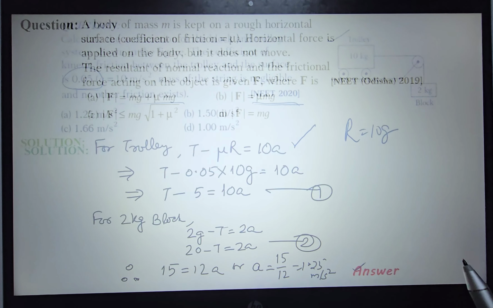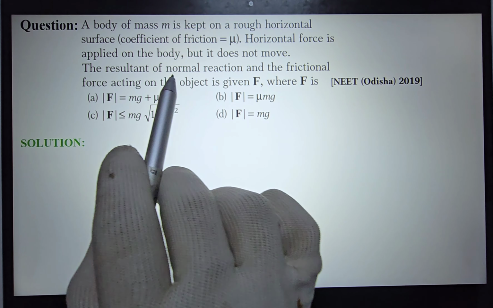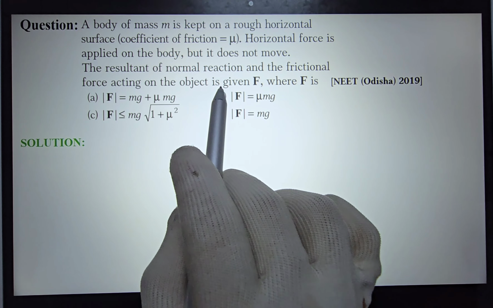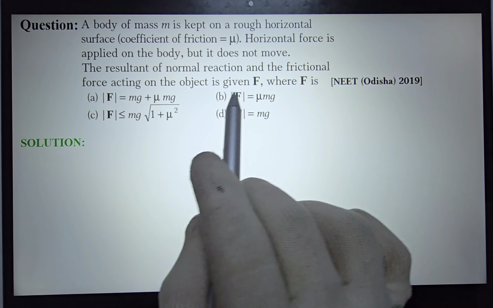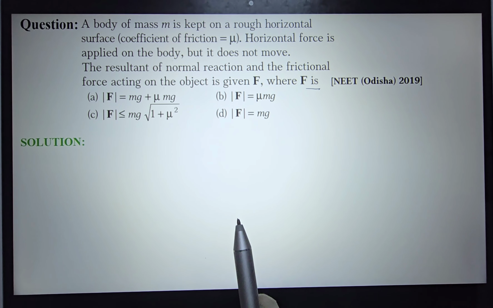Now see the next question. A body of mass m is kept on a rough horizontal surface. Coefficient of friction mu is given. A horizontal force is applied on the body, but it does not move. The resultant of the normal reaction and the frictional force acting on the object is F, where F is... Now you have to select out of these 4 options. Okay, now how to solve this problem?